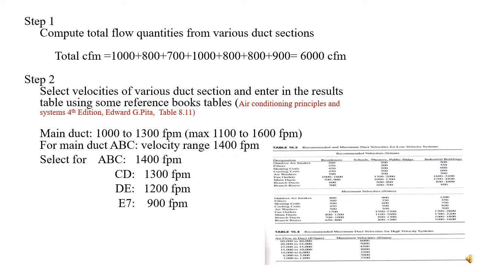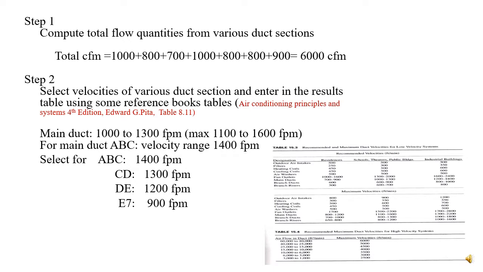Alright, here we know that the recommended velocities for the main duct is 1,000 to 1,300 feet per minute. However, in the table it also states that for the main duct, the maximum velocities are between 1,100 to 1,600 feet per minute. So you can select actually any velocity within this range. For example, in this case we choose 1,400 feet per minute.